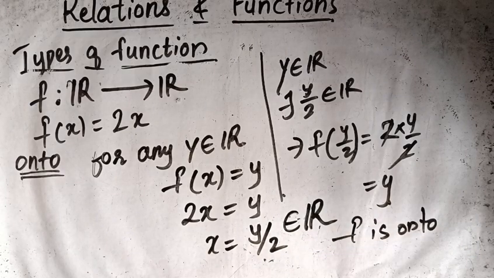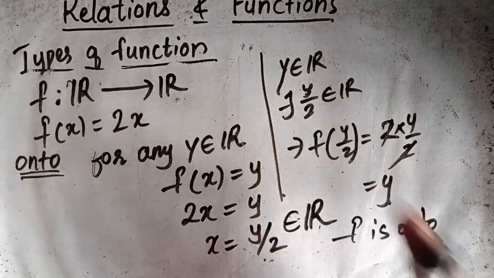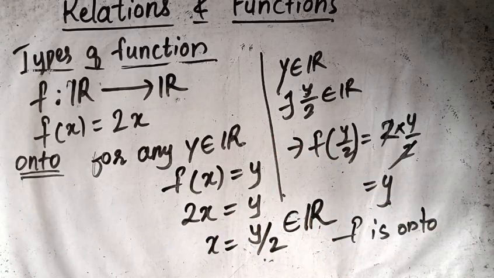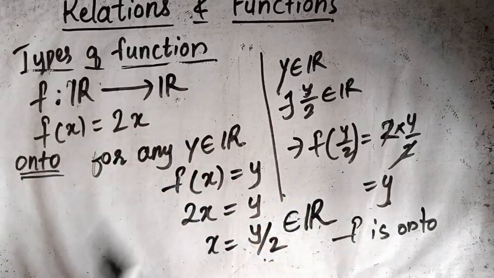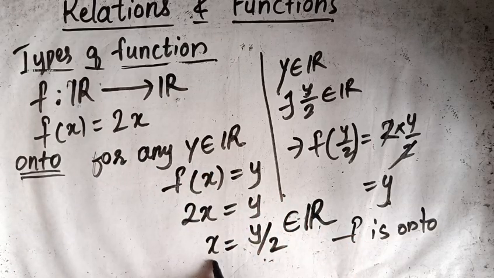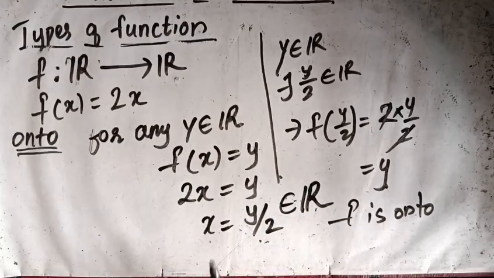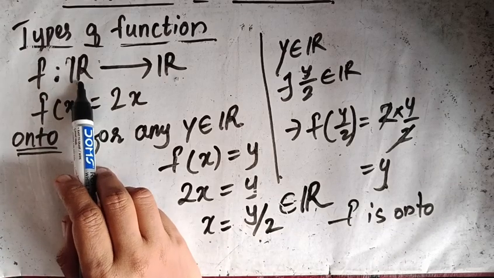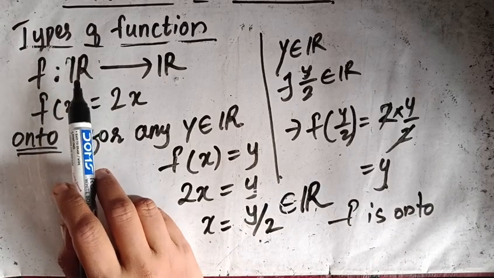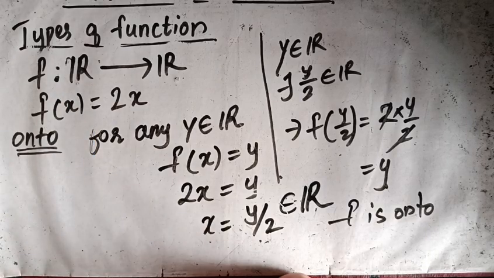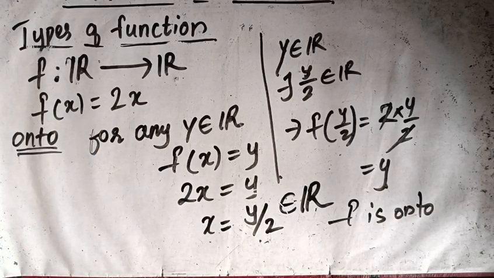So the way to prove it is you have to take some element in the other set such that f of x is equal to 2x, the given function you have to write. Then you have to solve for the x element and check whether this element belongs to your domain set or not. If it is there, then you can say that it is onto.